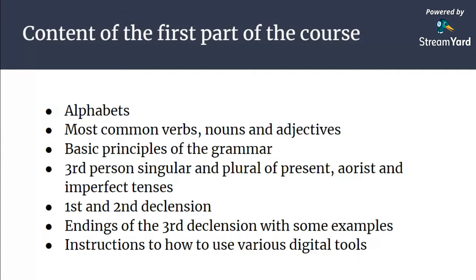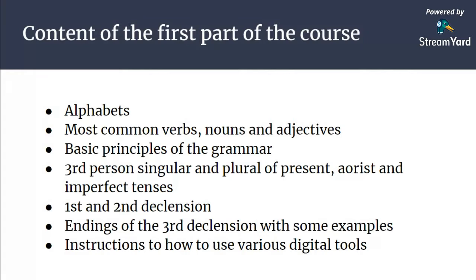After that, we went on to verbs, and we learned only the third person singular and plural of present, aorist, and imperfect. This is what Professor Gorman also did in her own open access Greek course, and going through her materials helped me a lot to see how to work on this course. After the verbs, we went to first and second declension.